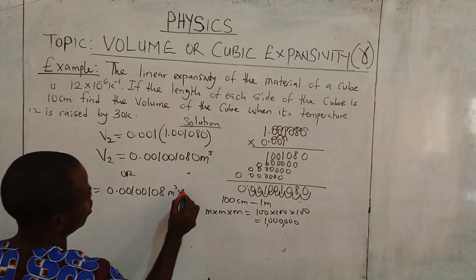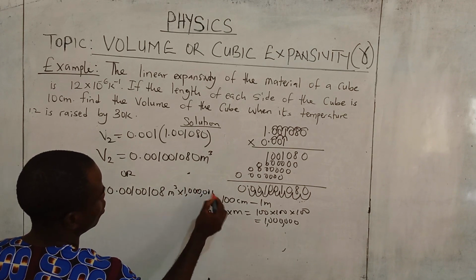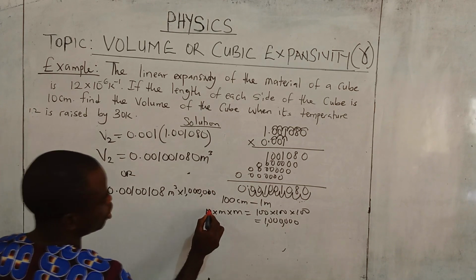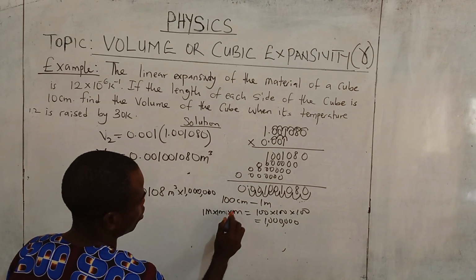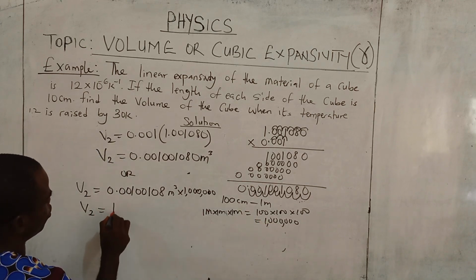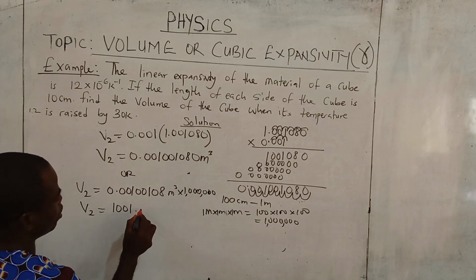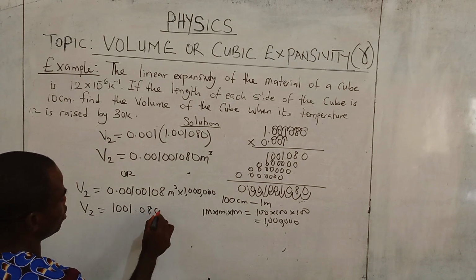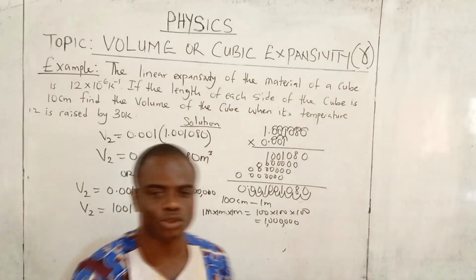V2 equals 0.001001080 meter cube times 1 million. When you multiply it back, because 100 centimeters make 1 meter, to give you 1.08 centimeter cube. This is the value for the new volume.